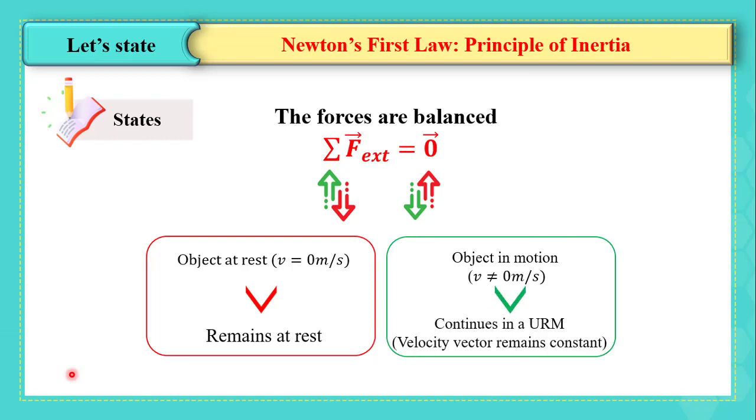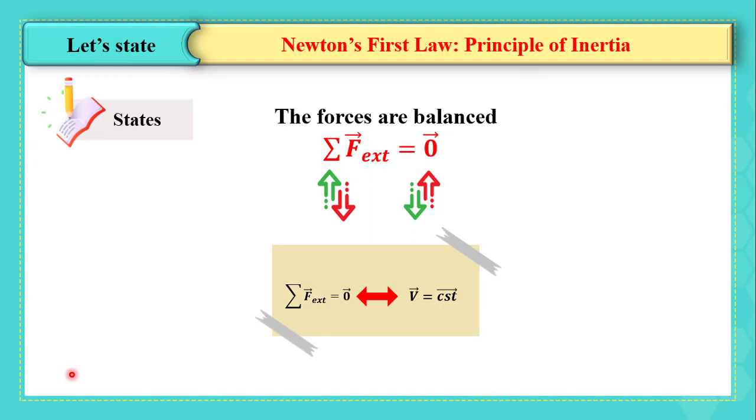Again, the converse is true. If a system is at rest or moving with a constant velocity, then the resultant of the external forces acting on it is null. So it is equivalent to say that if the vector sum of the external forces exerted on a system is 0, then the velocity vector is constant.